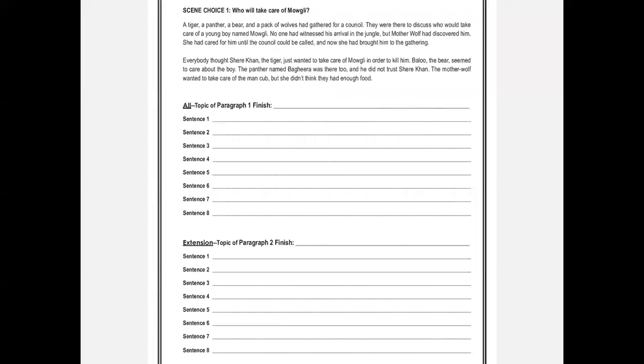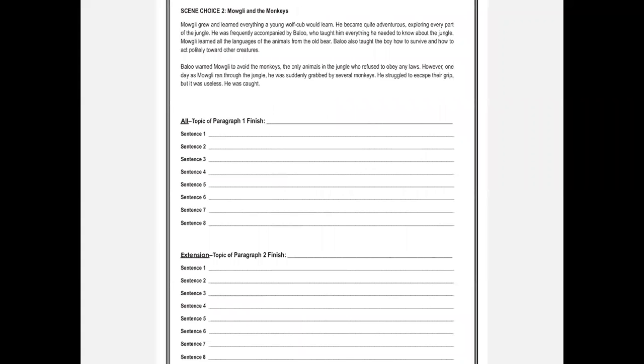So the finished paragraph 1 could be that Shere Khan stands up and speaks. And so that would be like a character change, right? And then the finished 2 paragraph could be that Mother Wolf runs into the forest with Mowgli. Right, so that's a different action. So I help them through that if they need extra help.